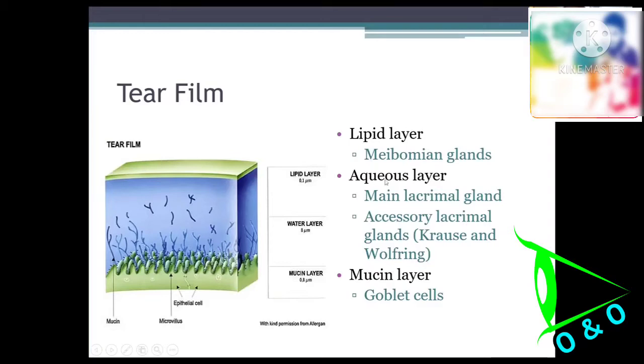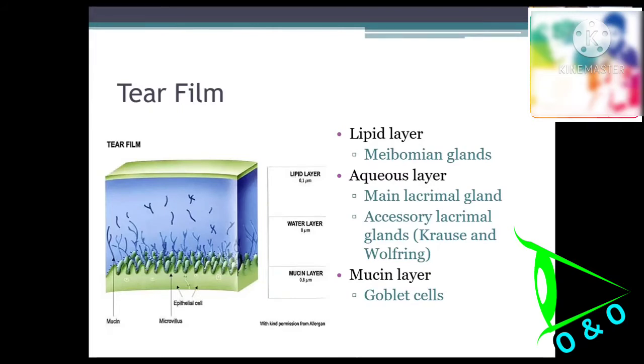The bulk of the tear film is composed of the aqueous layer, or the water layer. This is produced by the main lacrimal gland, but also there are scattered accessory lacrimal glands of Krause and Wolfring. The accessory lacrimal glands of Wolfring are underneath the palpebral conjunctiva, around the margin of the tarsal plate. And the ones of Krause are in the fornices. I remember this by Krause is in the corner, with a K. Corner of the conjunctiva, which is the conjunctival fornices.